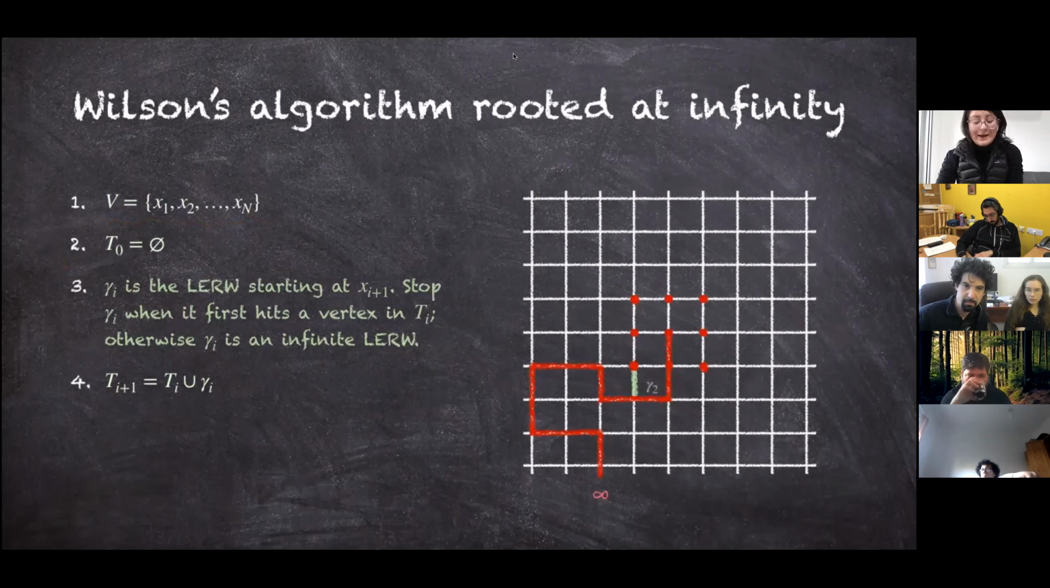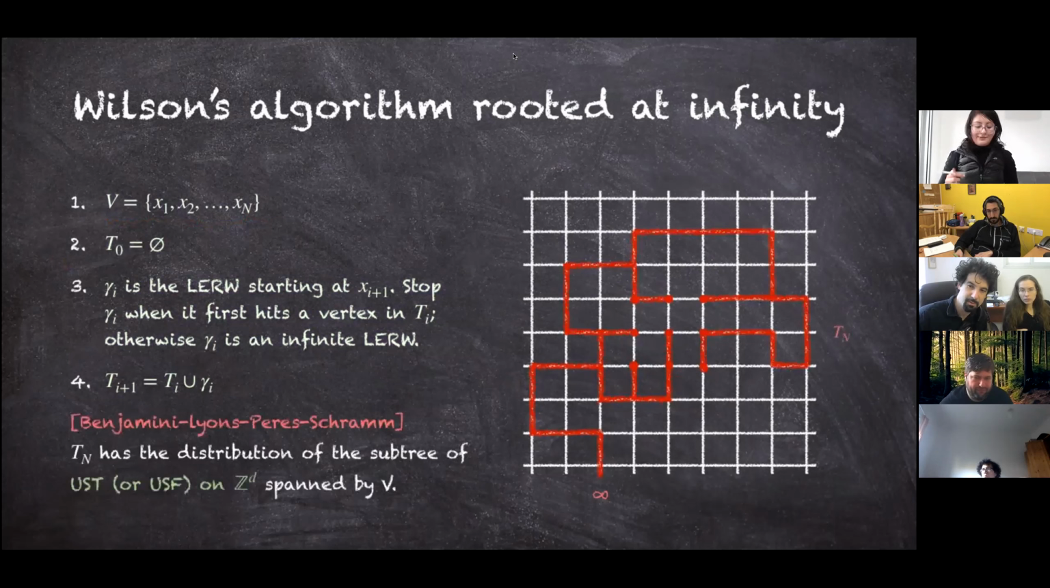And I continue in this way. Then I pick my next vertex. I run a loop erased random walk from that vertex. In this case, it actually meets something that I have built before. And I stop there and I add that edge to my next tree in the sequence of trees, T2. And so on and so forth.